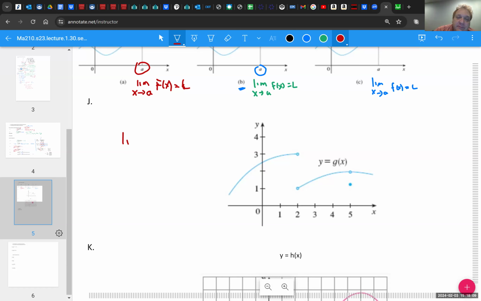So the limit as x approaches 2 with a little plus sign here means we're only considering values of x which are larger than 2, right? So x is greater than 2. Those are values to the right of 2. Looking at the picture, here's 2. If I only choose x values that are larger than 2, the y value is getting closer and closer to 1. So we would say this is equal to 1.